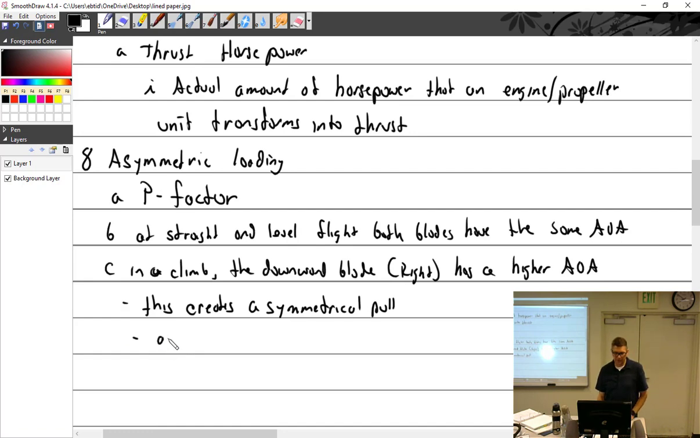And the aircraft will yaw to the left. So right rudder is needed. So add right rudder. Add right rudder.